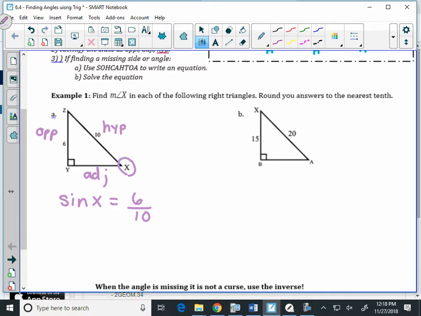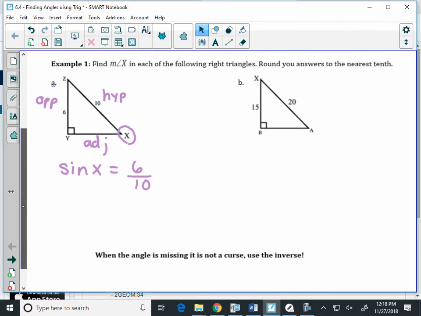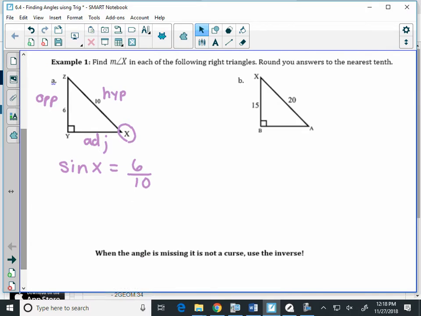Here's where solving becomes different, because yesterday we either multiplied or switched, because the variable is either in the top or the bottom of the fraction. Our variable is an angle, so you have to type it in a little bit differently. When the angle is missing, use the inverse. Inverse, I like to think, means opposites of each other.